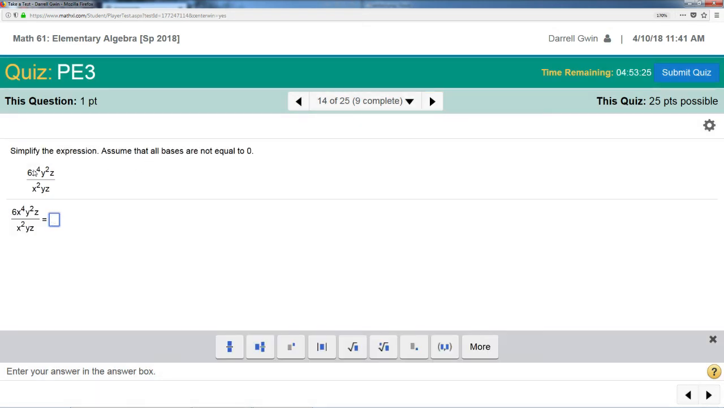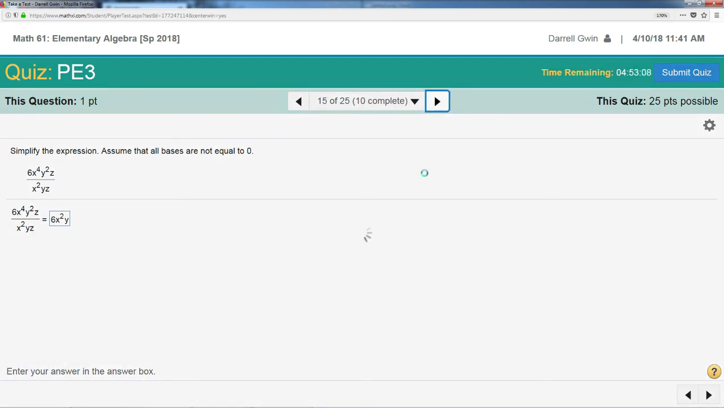Division, 6 over 1 is just 6. 4 minus 2 is x to the power of 2, because 2 of them will cancel out. One of the y's will cancel out, leaving us with 1 y on top, and both of these cancel out. That's the answer. There's nothing left in the denominator except for a 1, so it's just that.